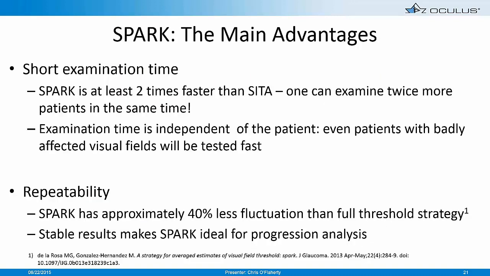So the benefits of SPARC are that it's twice as fast, allowing you to do twice as many examinations in the same amount of time. The examination time is independent of the patient, so whether you have a normal patient or a pathological patient, the test time is still about 3 minutes. SPARC is very repeatable. SPARC has approximately 40% less fluctuation than full threshold strategies, which makes SPARC ideal for progression analysis. There's always that question of whether this progression is due to chance or whether this is true progression. And SPARC helps to eliminate some of this variability.